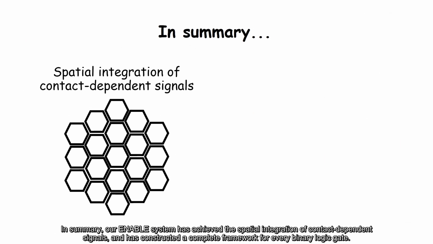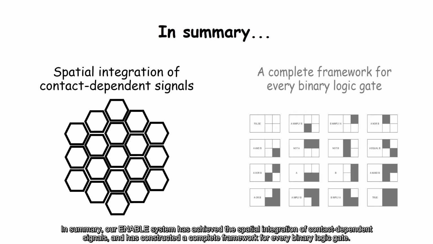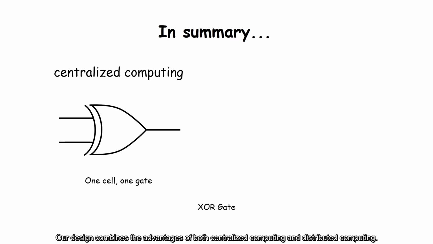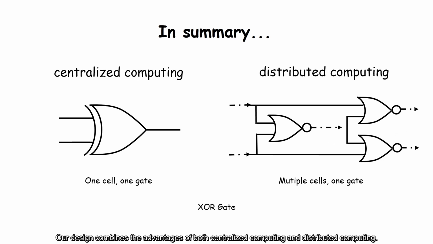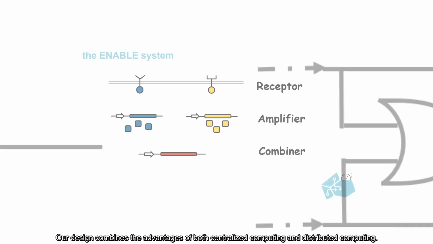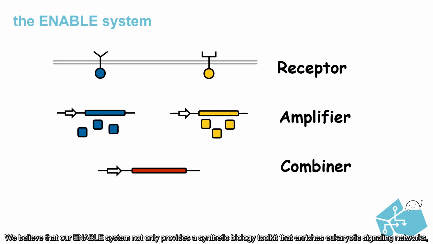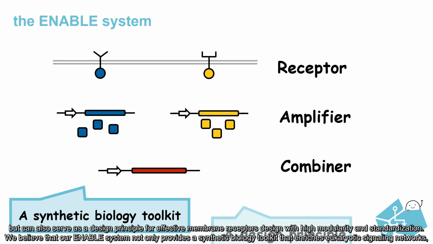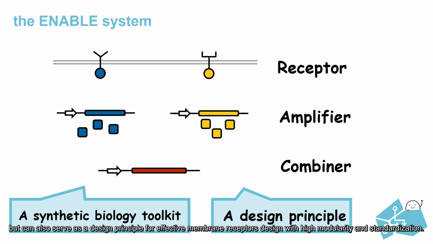In summary, our Enable system has achieved the spatial integration of contact-dependent signals and has constructed a complete framework for every binary logic gate. Our design combines the advantages of both centralized computing and distributed computing. We believe that our Enable system not only provides a synthetic biology toolkit that enriches eukaryotic signaling networks, but can also serve as a design principle for effective membrane receptors design with high modularity and standardization.